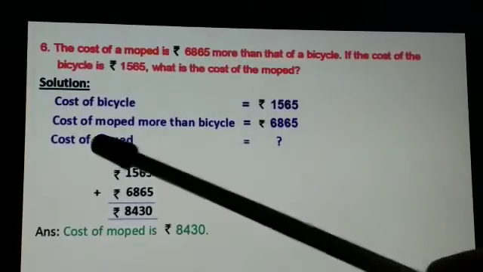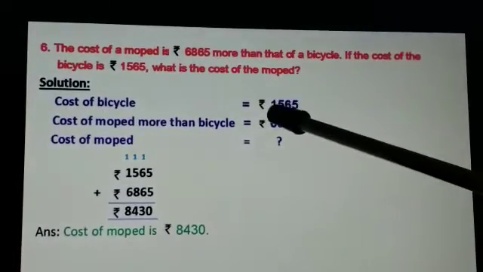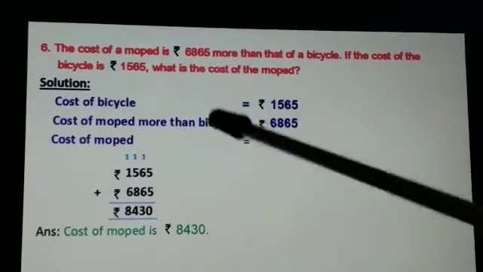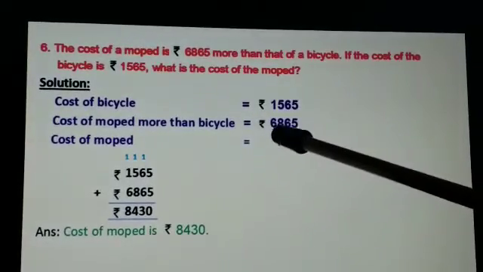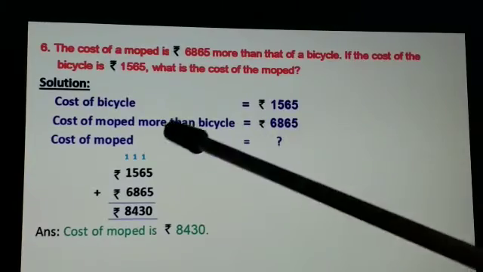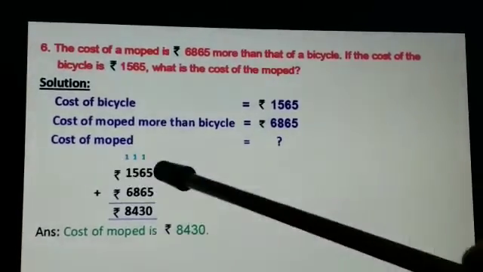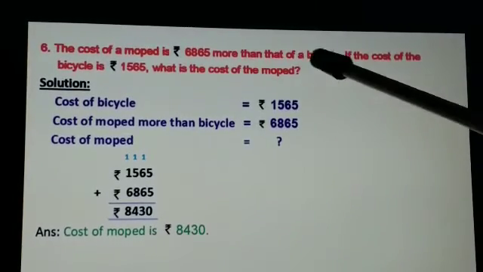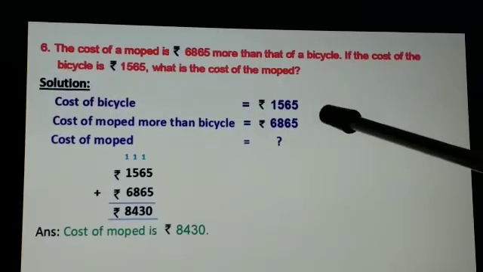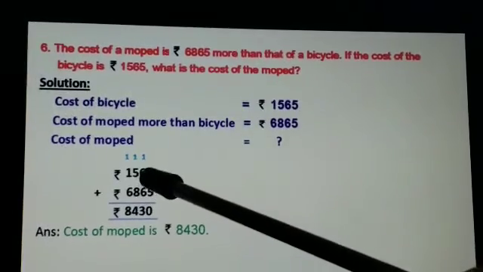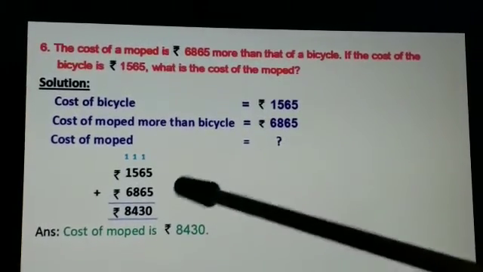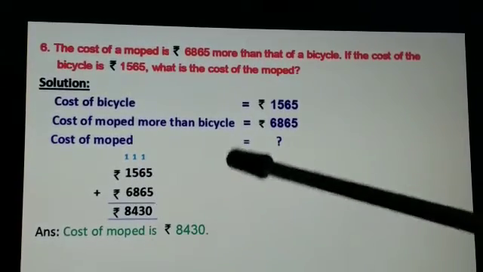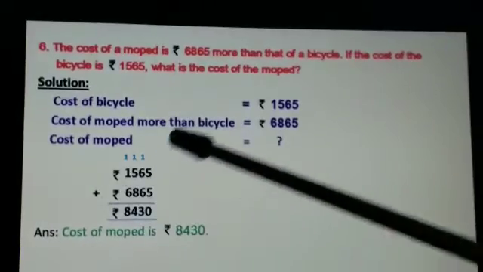Now what is given in the question? Cost of bicycle rupees 1565. Cost of moped more than bicycle rupees 6865, and we have to find the cost of moped. Okay, to find the cost of moped we have to add these two amounts. Now first of all we will arrange these two amounts in proper column, rupees 1565 and rupees 6865. Now we will add these two amounts.